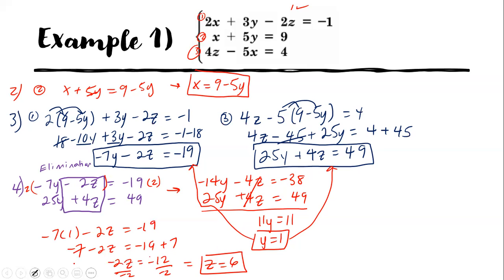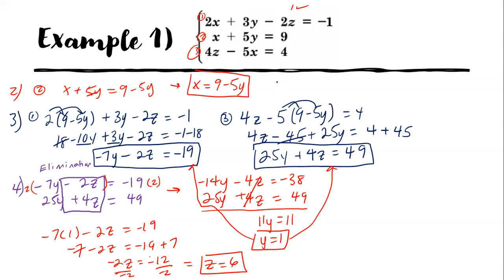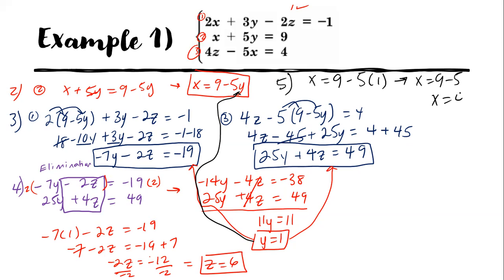So I've completed step 4. Step 5 is to take the information that I got and plug what I need back into step 2. So plugging back what I need into step 2, that would just be the y, right? All I need to do is substitute in y. So x equals 9 minus 5 times 1, which is x equals 9 minus 5. So x equals 4. So my solution is 4, 1, 6.